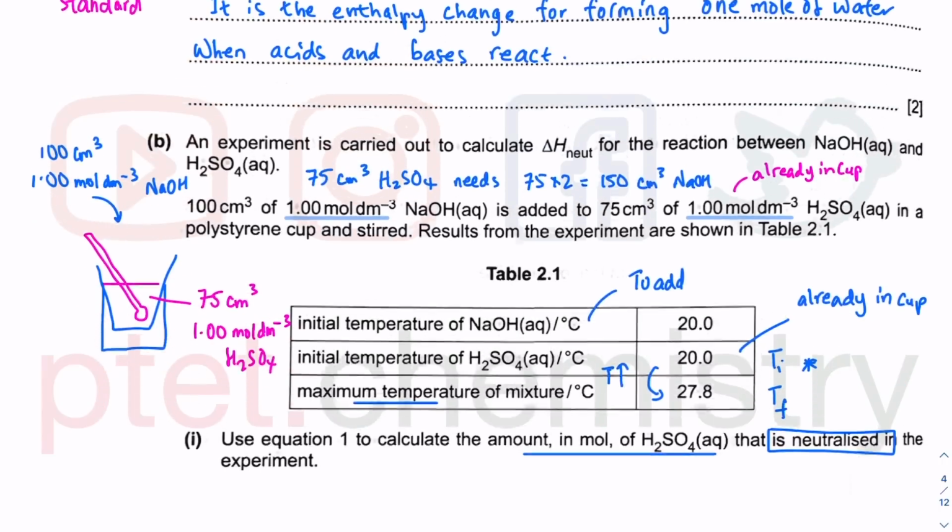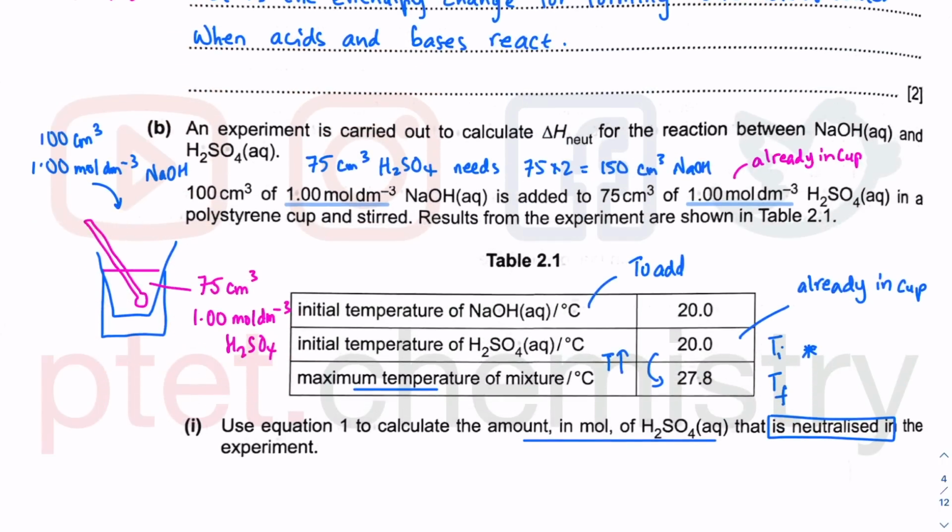So looking at this question, we only have put in 100 cm cube of NaOH. So that means not enough NaOH, and therefore NaOH is limiting. Sulfuric acid is in excess. By how much is it in excess?